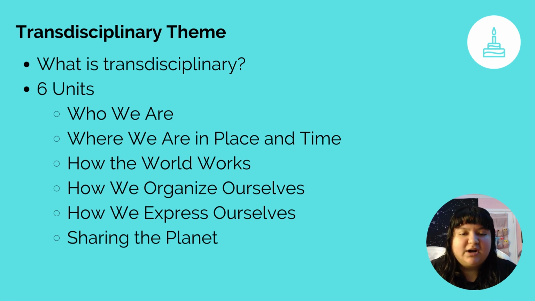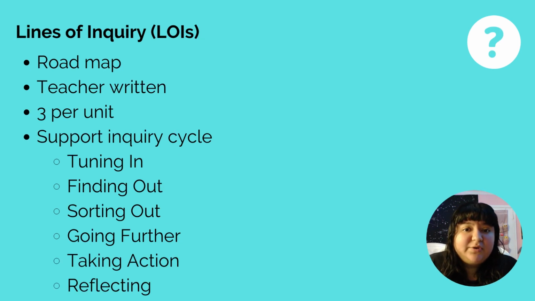These 6 units are who we are, where we are in place and time, how the world works, how we organize ourselves, how we express ourselves, and sharing the planet. It'll be important to emphasize to our learners that lines of inquiry or LOIs are different from the themes because these are teacher written for your unit, and there's usually 3 per unit. These provide a roadmap, such as if we are in the unit who we are, we're going to want an inquiry into identity, for example.